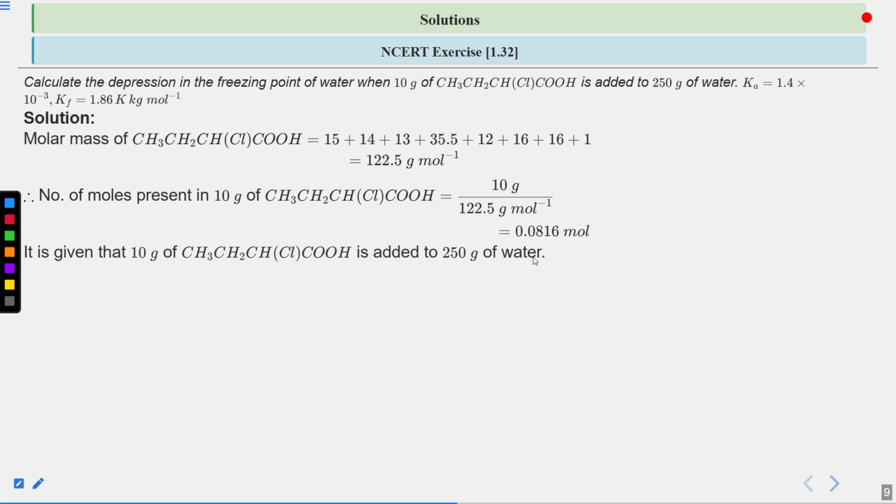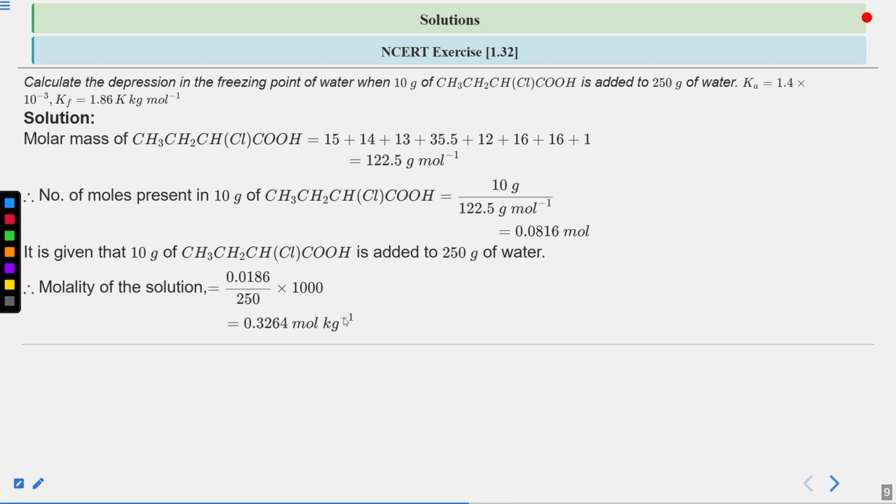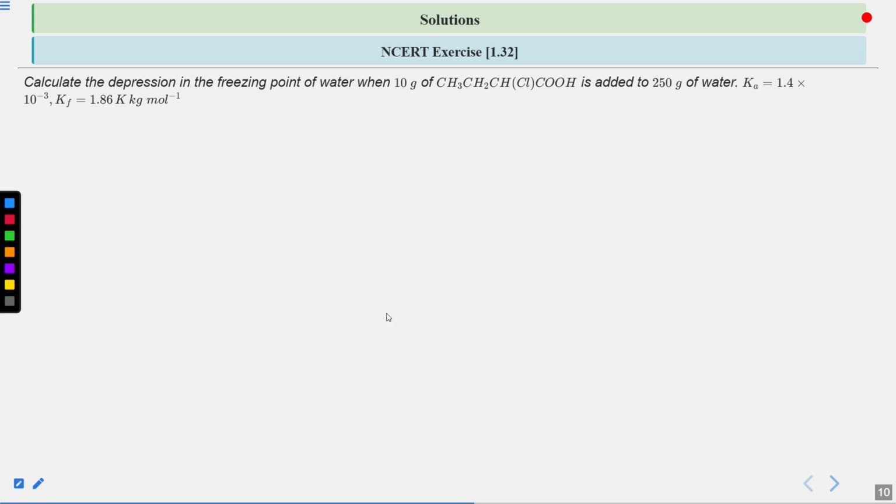Now it is being said here that these moles of this compound are dissolved in 250 gram of water. Then we can calculate the molality also from here. So number of moles by the mass of the solvent in kg. To convert this 250 gram into kg, we have divided it by 1000. From this, we can get the molality as 0.3264 mole per kg. We have calculated the molality.